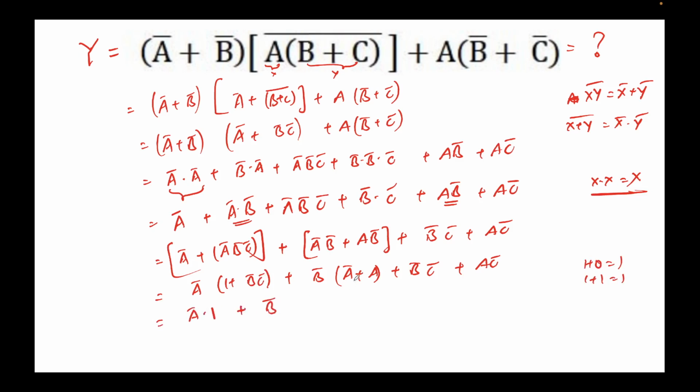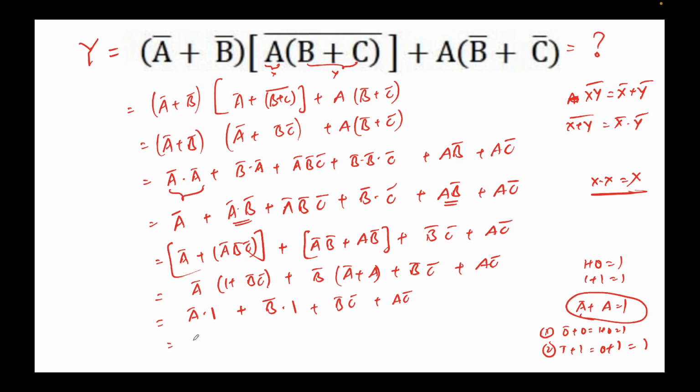Now A bar plus A is nothing but 1. Because let's take the case when A is equal to 0. So when A is 0, it will be 0 bar plus 0, which is equal to 1 plus 0, which is equal to 1. Or when A is 1, it will be 1 bar plus 1, which is 0 plus 1, which is again equal to 1. So A bar plus A will always be equal to 1. So I'll write B bar dot 1, this term, plus B bar C bar plus A C bar.